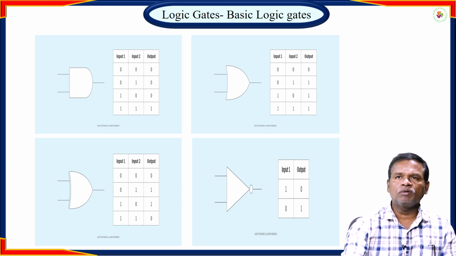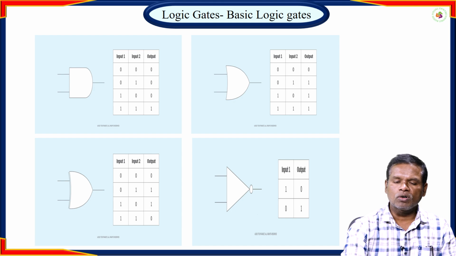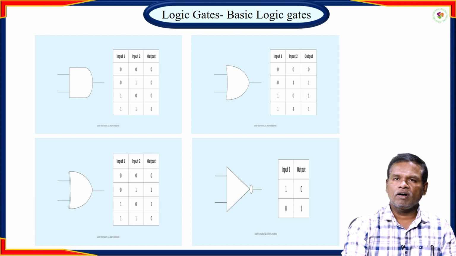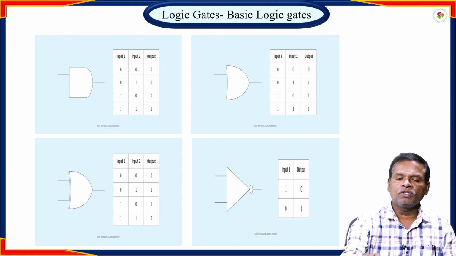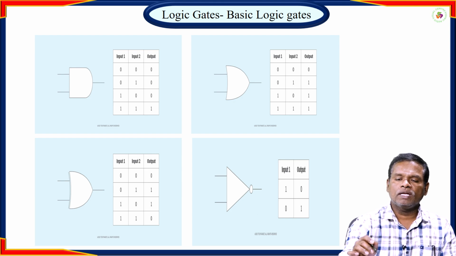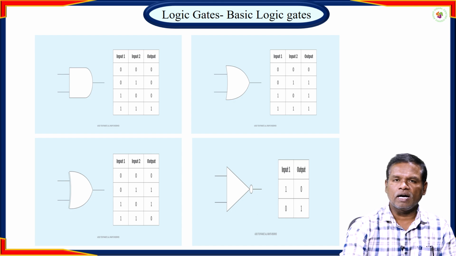With 2 inputs, the total possible combinations of inputs are 4. Those are 0 0, 0 1, 1 0 and 1 1, and the output of the AND gate will be 0 if any one of the inputs is 0, and output is 1 only if all the inputs are 1. That information is available in this truth table of the AND gate.